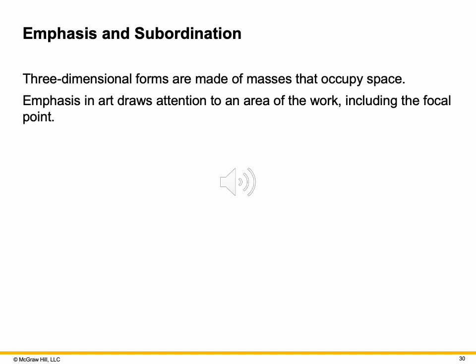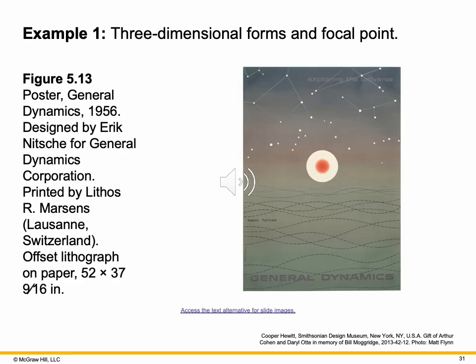Emphasis in art draws attention to areas of the work, including the focal point. When we speak about focal point, we first need to speak about emphasis and subordination, which are complementary concepts. Emphasis means that our attention is drawn more to a certain part of a composition than to other parts of that composition. If the emphasis is on a relatively small, clearly defined area, we call this a focal point. Subordination means that certain areas of the composition are deliberately made less visually interesting so that other areas of the composition stand out or create an emphasis.